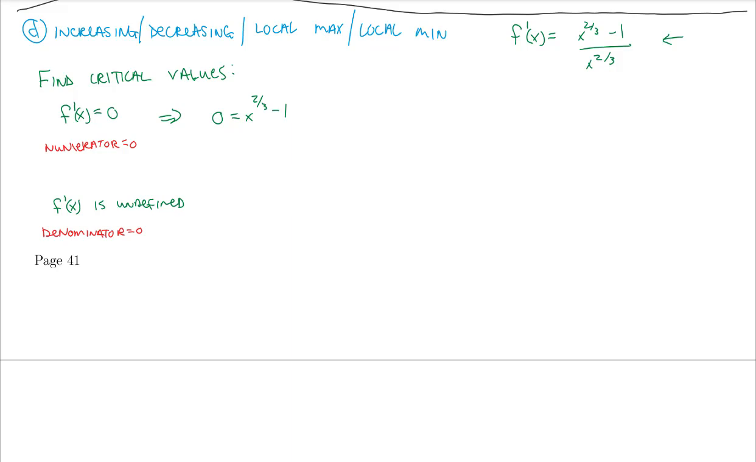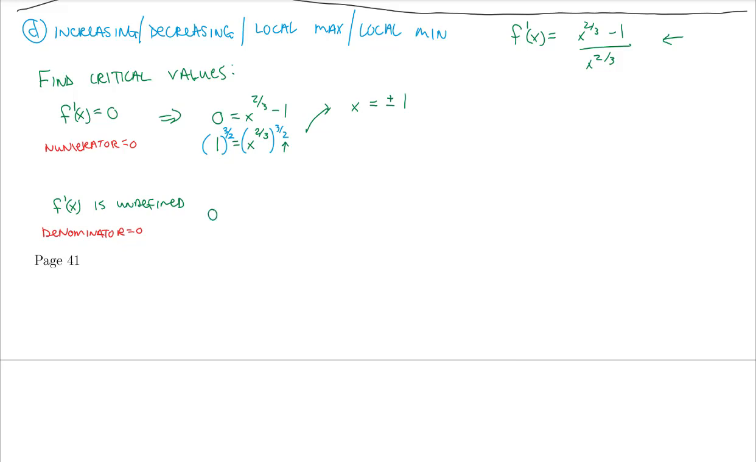And we can solve that by adding 1 to both sides. And then we can raise to the 3/2 power to eliminate the exponent on x, which gives us that x is equal to plus or minus 1. Again, we need to use the plus or the minus here because we're taking a fractional root with a 2 in the denominator, which means we're taking a square root. So we have critical values at 1 and at negative 1.